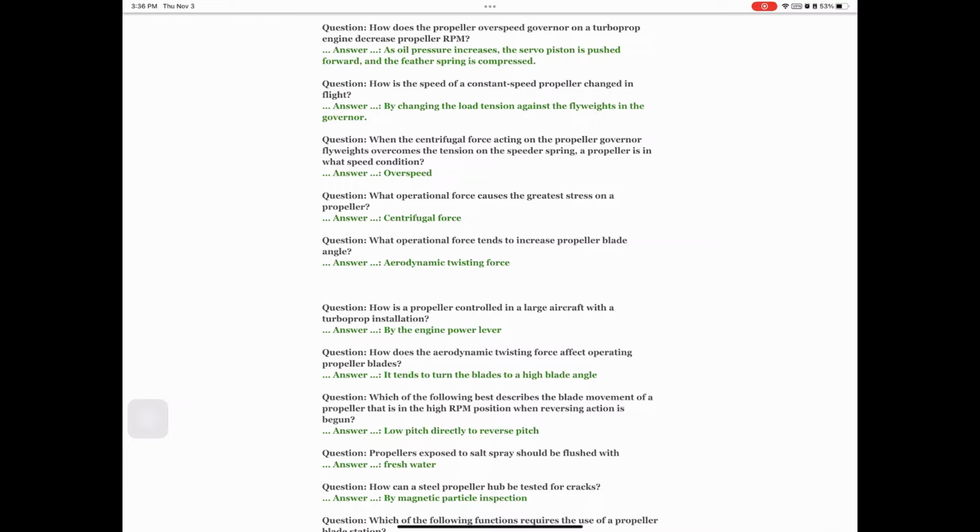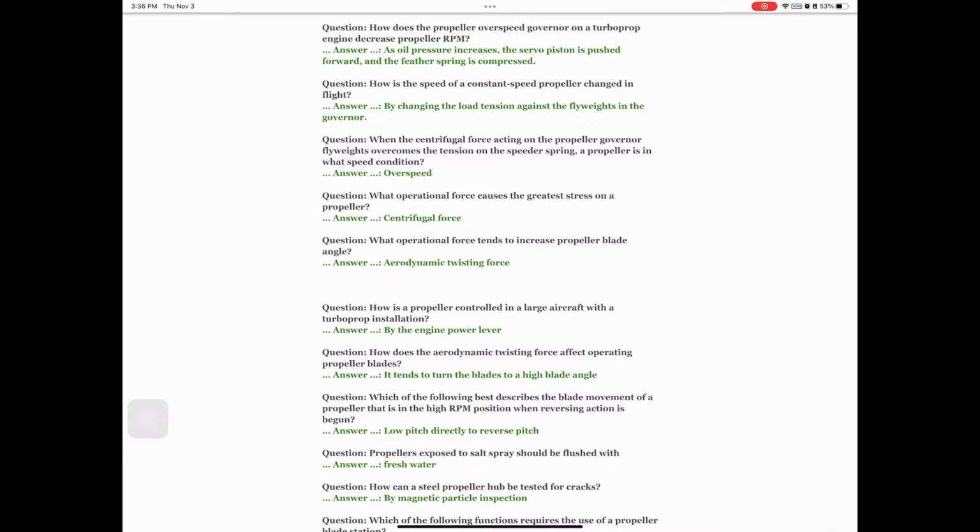Question. How is the speed of a constant speed propeller changed in flight? Answer. By changing the load tension against the flyweights in the governor. Question. When the centrifugal force acting on the propeller governor flyweights overcomes the tension on the speeder spring, a propeller is in what speed condition? Answer. Overspeed. Question. What operational force causes the greatest stress on a propeller?